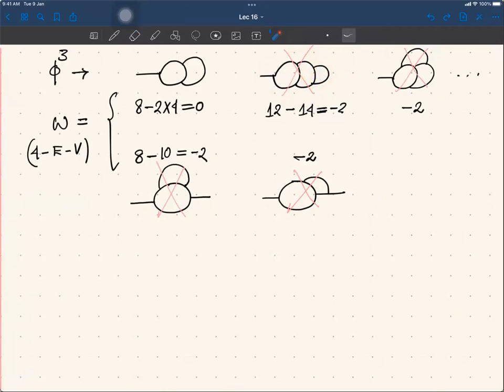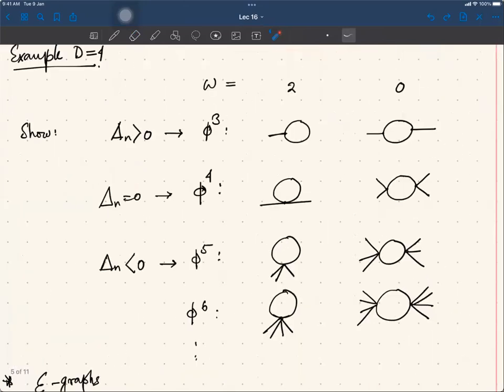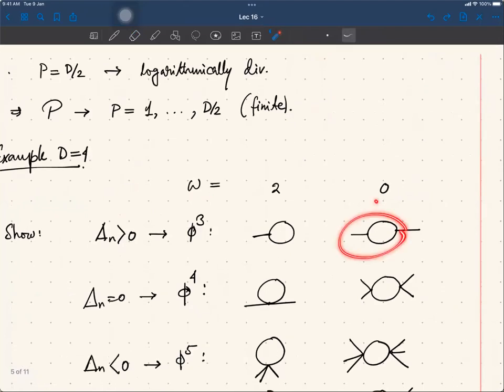It is this graph, because this can be viewed as this. So this is this second one. So this primitive graph is sitting as a subgraph here, and because of which you have a divergent piece. So although omega is negative, you have a primitive graph sitting inside as a subgraph, and the graph is divergent, logarithmically divergent. See, this graph is logarithmically divergent.